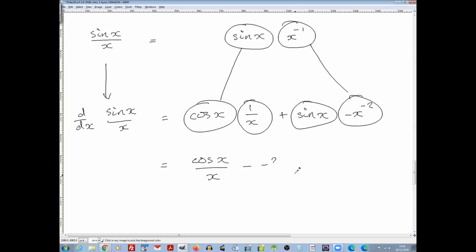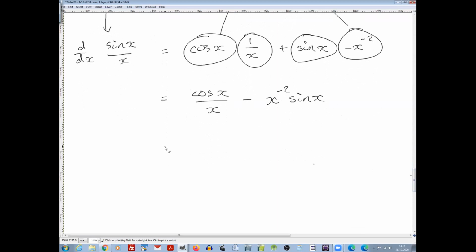Let's go step by step here. You've got x to the minus 2 sine x. We definitely could write it like that. So let's not be in too much of a hurry. Let's show that step.